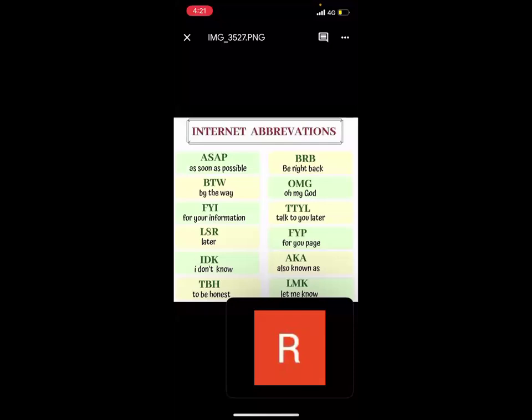And then you have FYI, that is for your information, and TTYL, that is talk to you later, and L8R, which is called later, and FYP, for you page, and then IDK, which is I don't know, and AKA, also known as, TBH, to be honest, LMK, let me know. So these are a couple of abbreviations you always have to remember while you put yourself on the internet. These are all called internet abbreviations, and I want all of you to follow them.